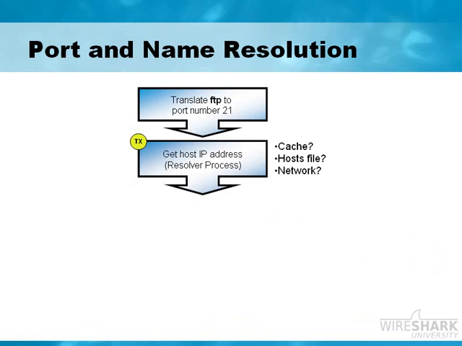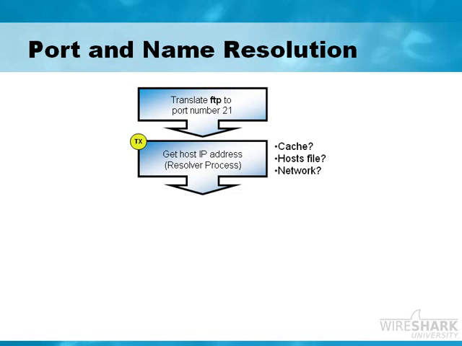Now, the first two things that will happen are the port and name resolution processes. We can't send a packet out to the letters FTP. We have to send it out to a port number. So the etc directory on the local system contains a services file, and that services file is where we go to look up what the default port number should be for applications. Of course, applications can override those values, though.